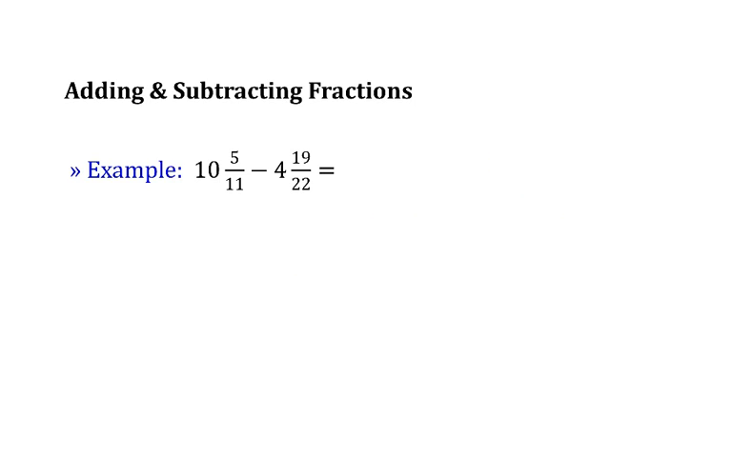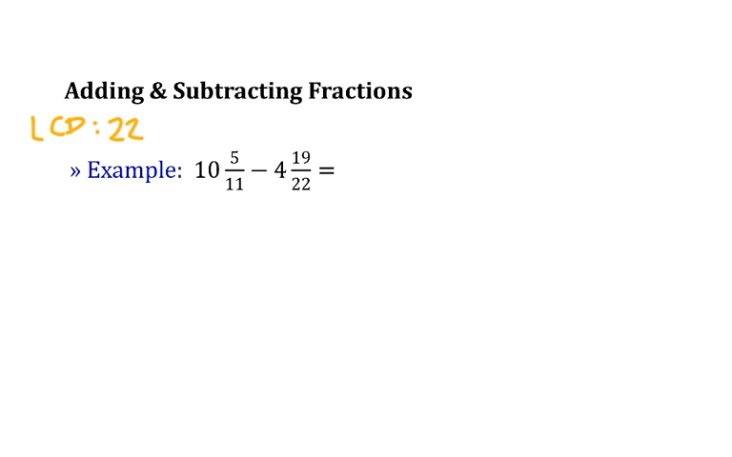So let's just try one more. This one is going to be subtraction, so 10 and 5/11 minus 4 and 19/22. And again, we need a common denominator. After a little bit of investigation, you will find that the least common denominator between 11 and 22 is 22, since we can make 11 look like 22. And just for the sake of example, I'm going to go ahead and change these mixed numbers to improper fractions and work it that way.